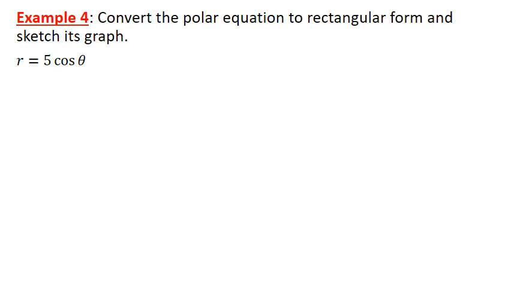Here's another example, but this example is beginning in polar form, and we want to convert it to rectangular. So polar form again involves r's and thetas. Rectangular involves x's and y's. So again, we're going to have to come up with some way to rewrite this.